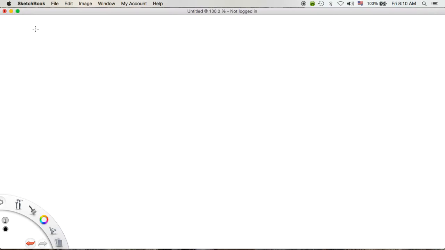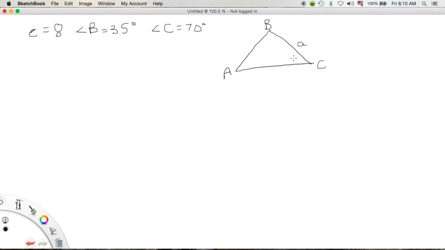Let's say that we're given that c is equal to 8, angle B is 35 degrees, and angle C is 70 degrees. You will save yourself a lot of headaches if every single time you do one of these problems, you first draw out a triangle, label the sides with their letters, and then start putting in numbers. So we label our triangle with our letters, and then c is equal to 8, angle B is 35 degrees, and angle C is 70 degrees.